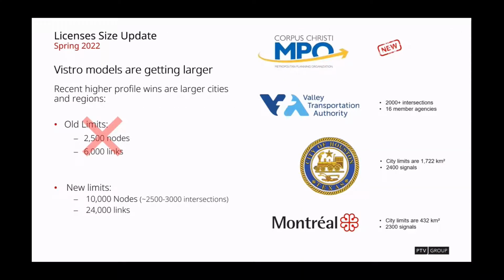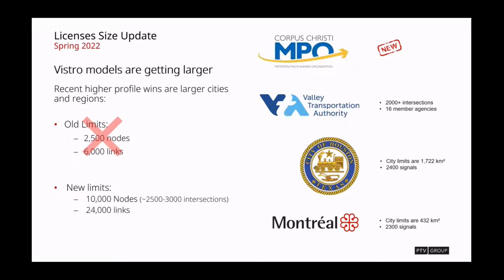And getting into this license size update. So we're getting larger as a Vistro model. I know many years back, everyone was like, Vistro is the little brother of Visum and blah, blah, blah. But I think we're on our own 2 feet now. So Vistro, it is getting bigger. We have some really big customers that we're working for. Of course, we have VTA, and they're using it for their whole region, and they need more intersections that they can support within that model. We have a new MPO, Corpus Christi, and I hope I can announce it because I just did.